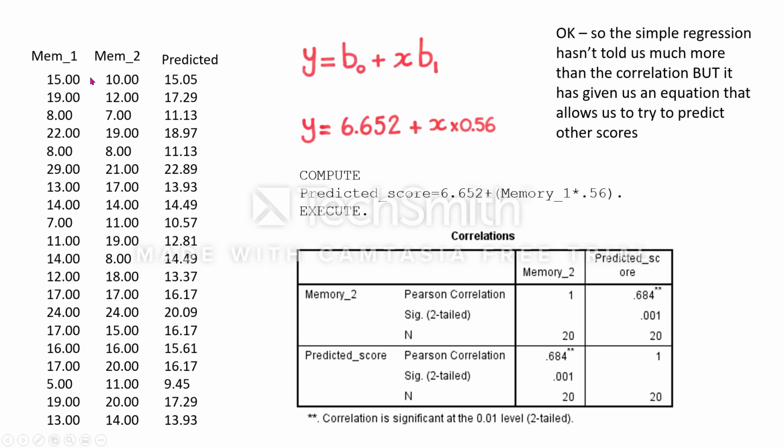So what this is saying is that 6.652 plus 15 times 0.56 is going to equal 15.05. And so what we're saying is, based on these numbers and these numbers, we're able to predict all of these individual scores.